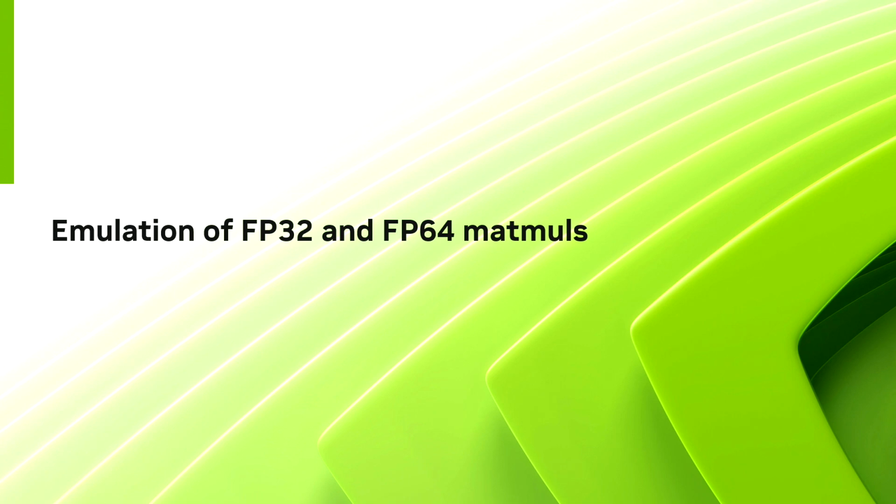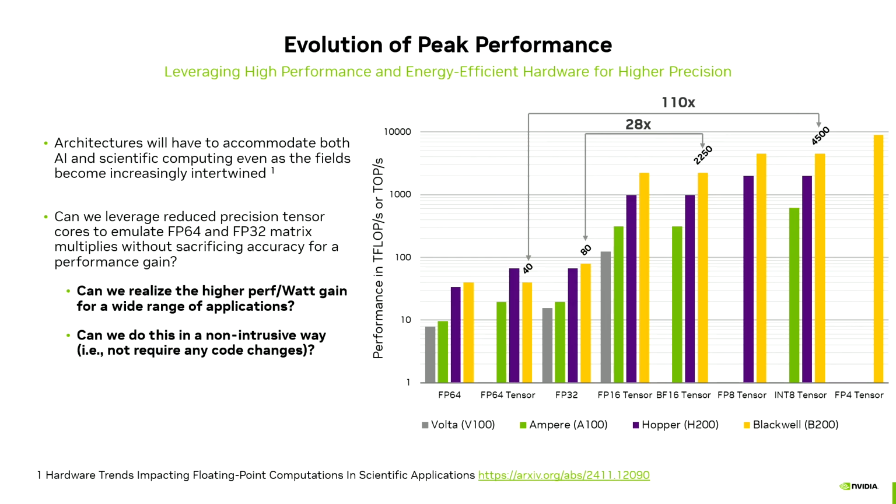Thank you. So why would we think about emulation? If you ever wondered what else we can do with the growing throughput of AI precisions, like tensor cores, then you're not alone. Emulation is one of the things we've been thinking about: how to leverage the higher efficiency and higher throughput of tensor cores to emulate matrix multiplications of higher precisions like FP32 and FP64.